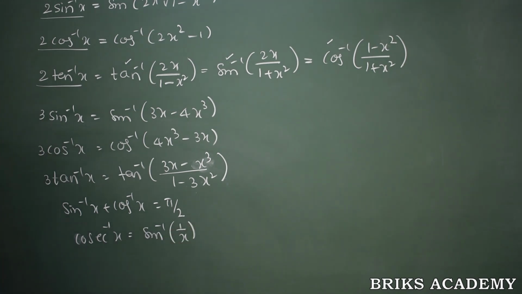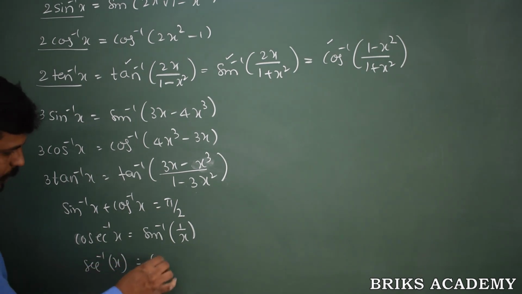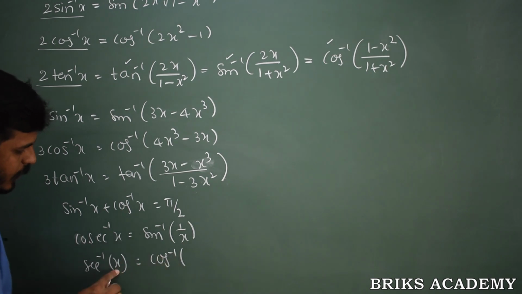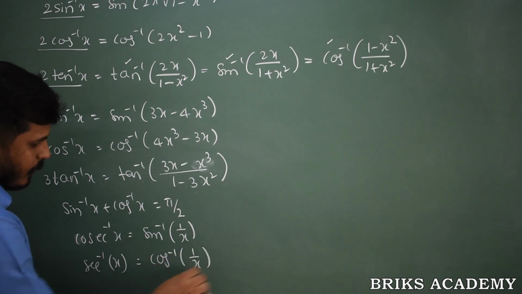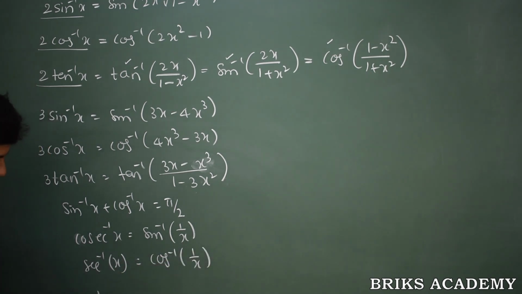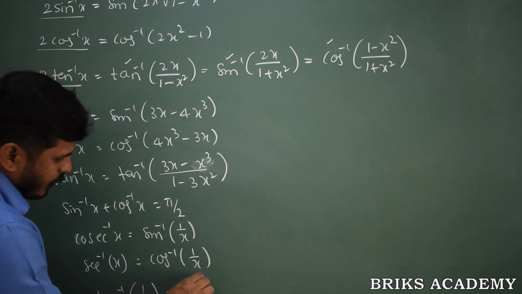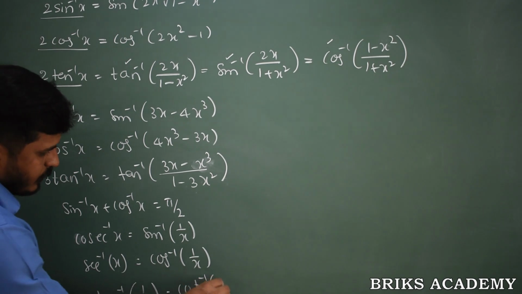All the details you will learn in inverse trigonometry. Similarly, secant inverse x, if you want it in terms of cos inverse, it's the reciprocal, 1 by x. Similarly, tan inverse, say for example 1 by x, if you want it in terms of cot inverse, it's the reciprocal, that is x.